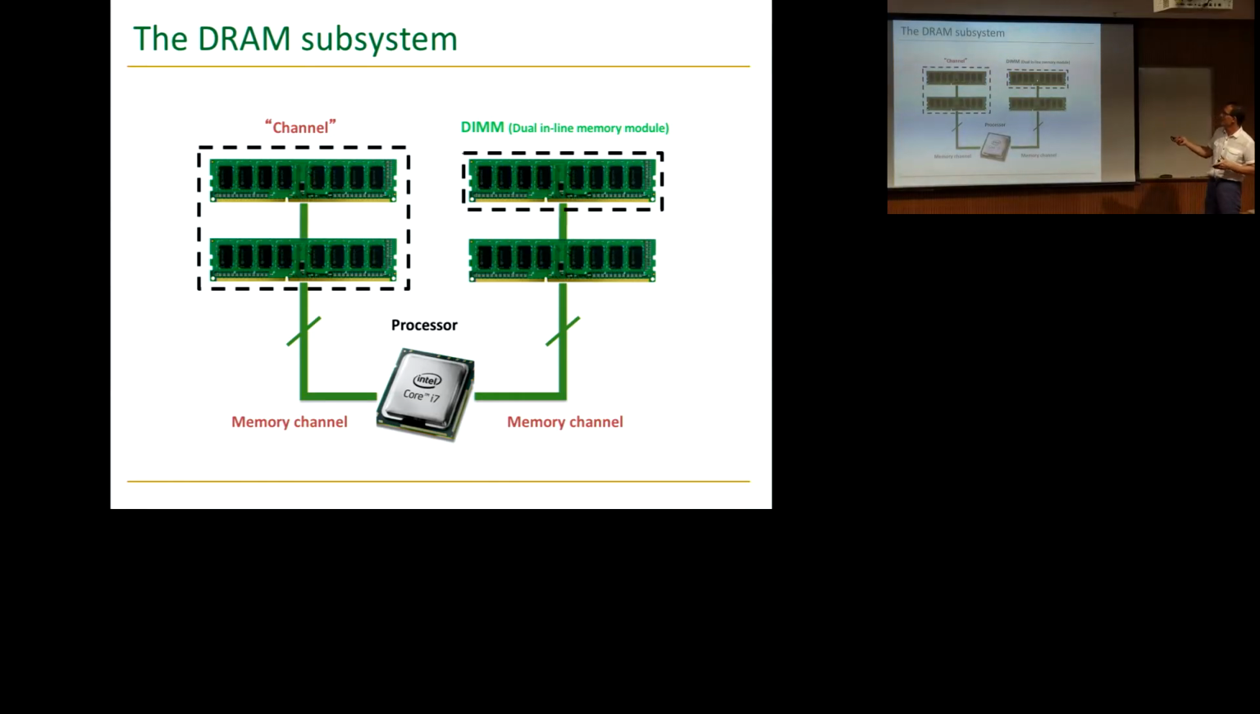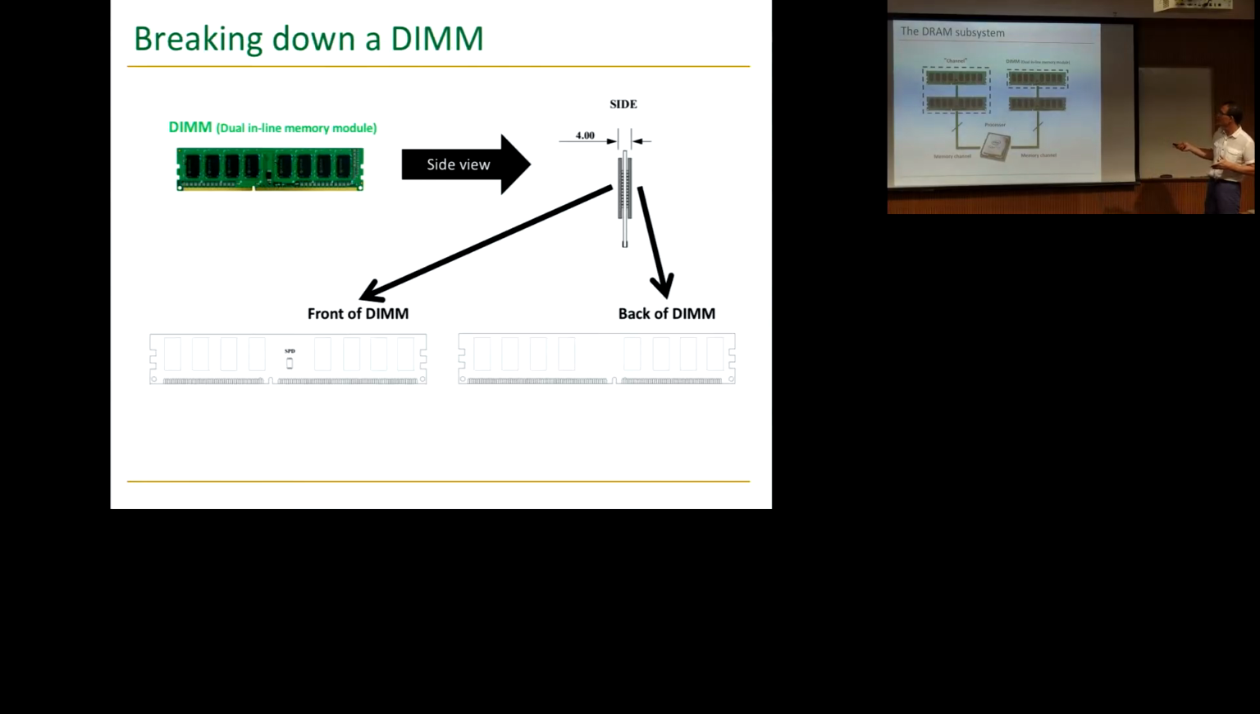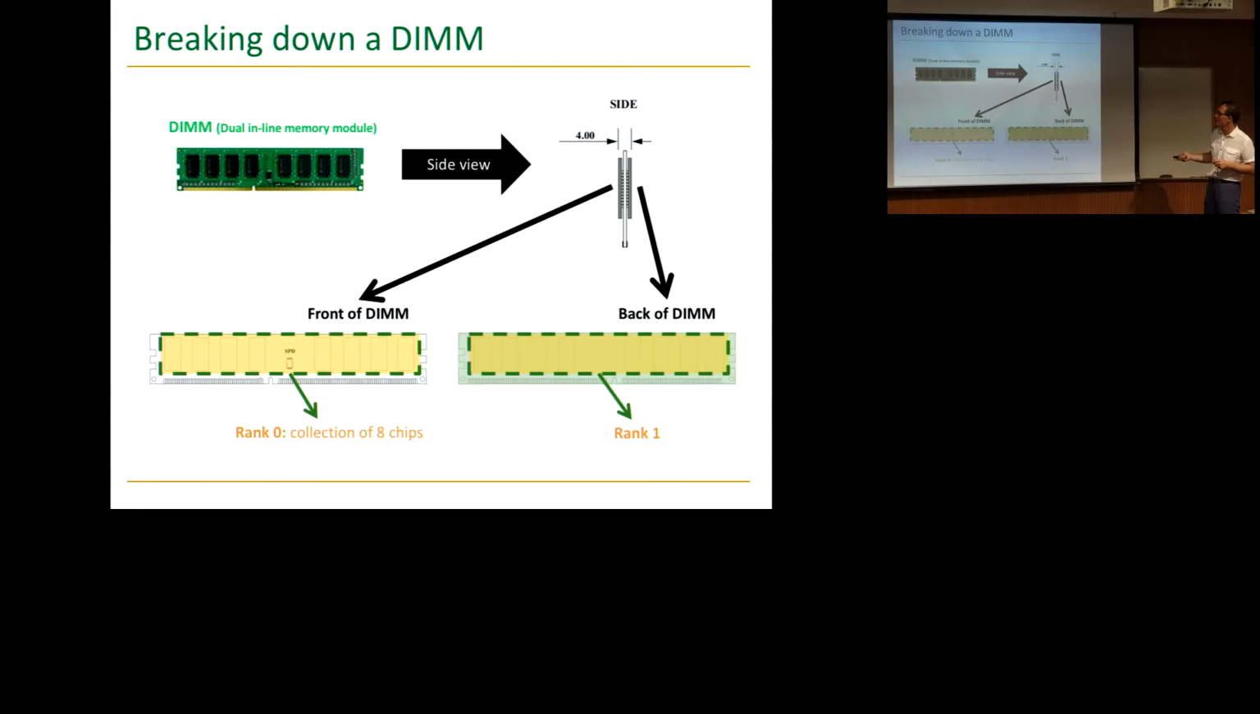You have 2 DIMMs attached to it, and this is 1 DIMM over here. And if you look at a DIMM, you have the front and the back, and each of them forms a rank. It's a collection of 8 chips over here, rank 0, rank 1. There's some circuitry over here that the memory controller reads to understand what that DIMM is, what the DRAM chips are, and what their characteristics are, to configure the latencies. It's called serial presence detect. We may get back to it.